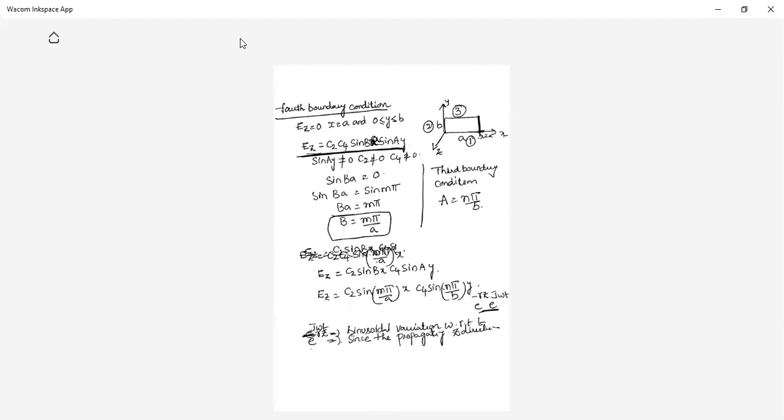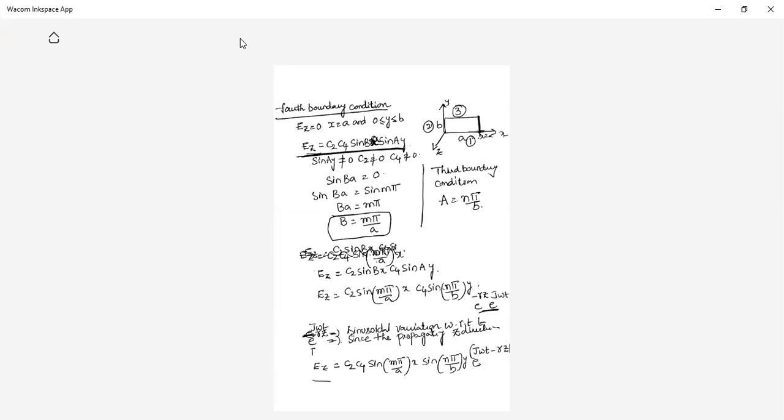So finally, what is the expression of Ez? Ez is equal to C2 C4 sin M pi by A into X, sin N pi by B into Y, e power of minus j omega t minus gamma z. Okay, is it clear up to this?